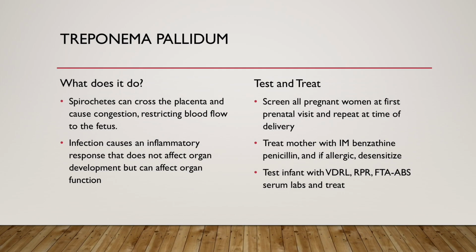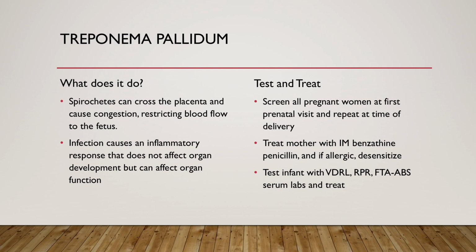The spirochetes can cross the placenta and cause congestion, restricting blood flow to the fetus. The infection causes an inflammatory response that does not affect organ development, but it can affect organ function. That's why you will not see organ development issues in congenital syphilis.